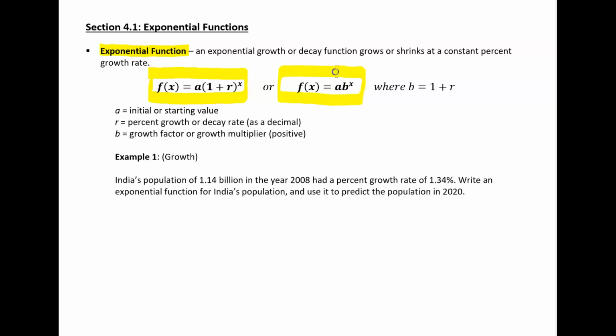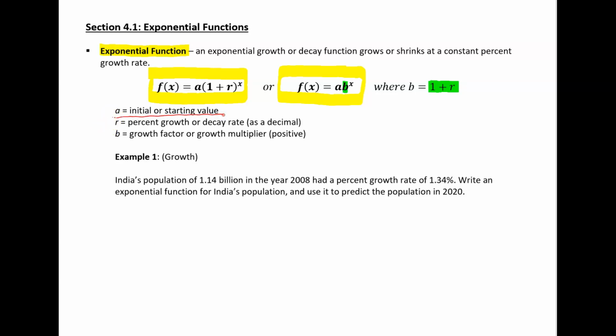Now this says the first formula or the second one, because you'll notice they made a substitution. Instead of putting a 1 plus r here, they've changed it to b. And I'm going to show you how both of those work out and what you need to use depending on the situation. But let's first define our variables. So a is going to be your initial or starting value.